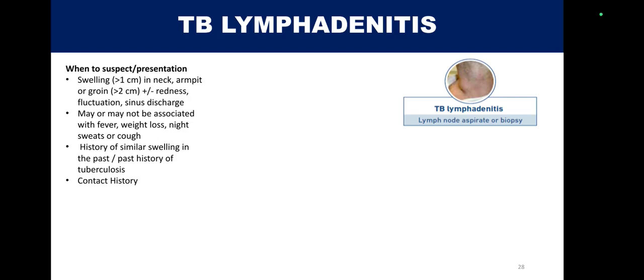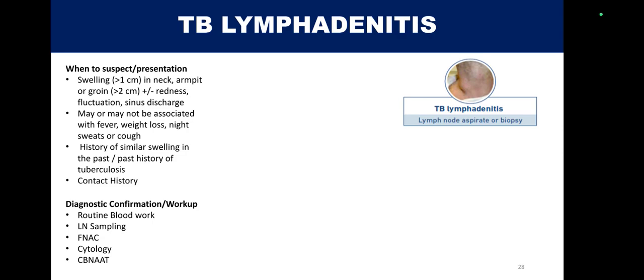Fever may not be there, weight loss may not be there. That is very important. And there may be a history of similar swelling in the past, or a history of tuberculosis treatment. Contact history may be there. Somebody in the family or a near relative was treated for tuberculosis in the past and the patient has close contact with them. And how to do a diagnostic workup, how to do a diagnostic confirmation?